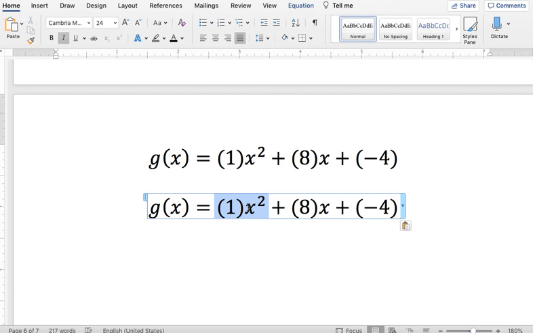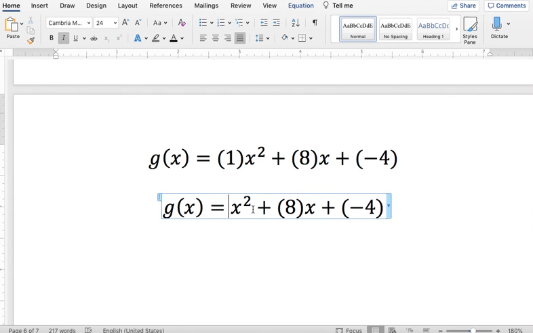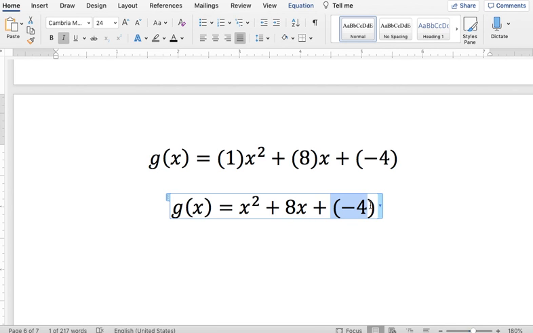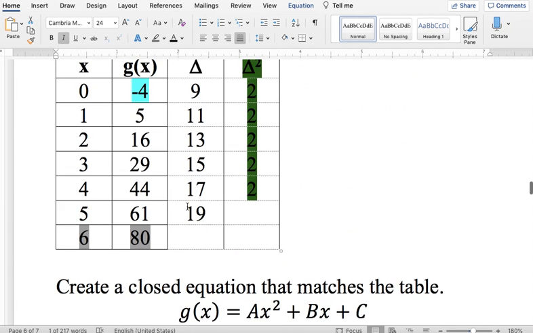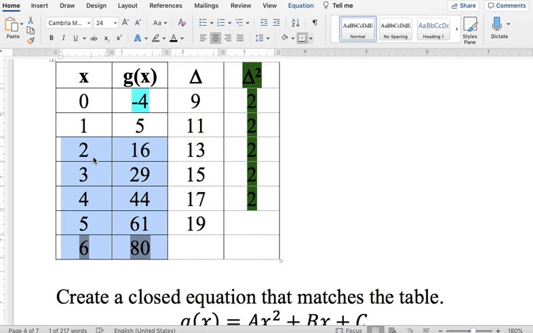Okay, so 1 in parentheses times x squared, you can just write that as x squared, because multiplying times 1 does not change anything. 8 in parentheses times x is just 8x like this. This still says 8 times x. And plus negative 4 in parentheses is the same as plus negative 4 without a parentheses. And my plus negative, I can just simplify to a subtraction sign. So here you go. This is the equation for a quadratic that goes through these 5 points that we started with.